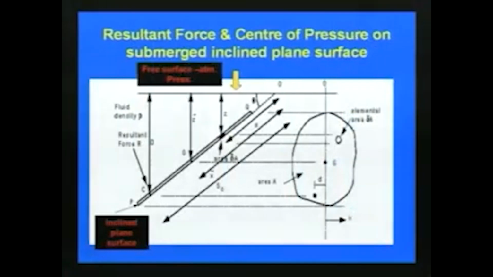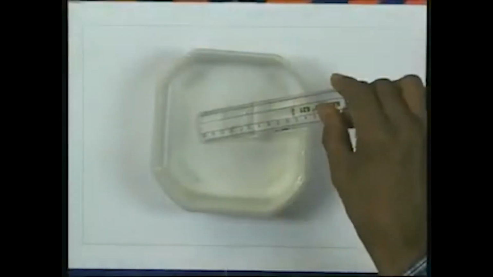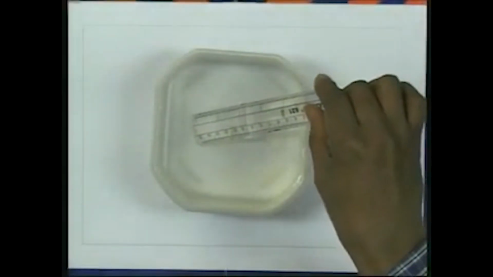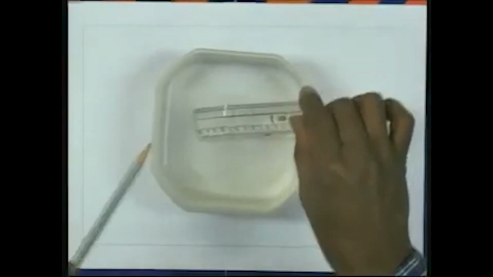Now, in today's lecture we will discuss the resultant force and the center of pressure on a submerged inclined plane surface. As I mentioned in the last lecture, when we have a tank and we put a small inclined plane in it, we want to find the resultant force on this plane and the center of pressure on this inclined plane. That is what we will be discussing first today.